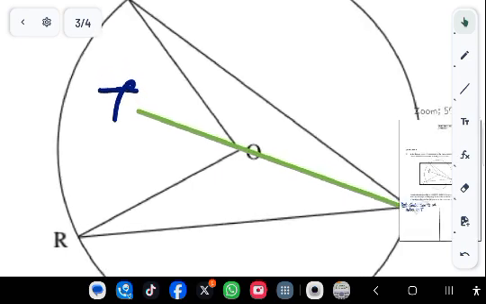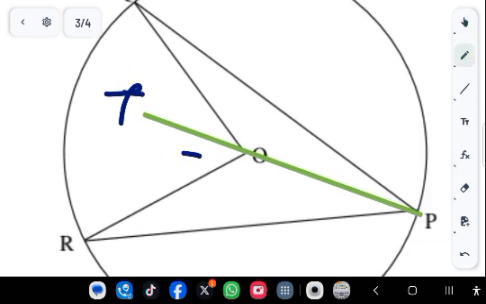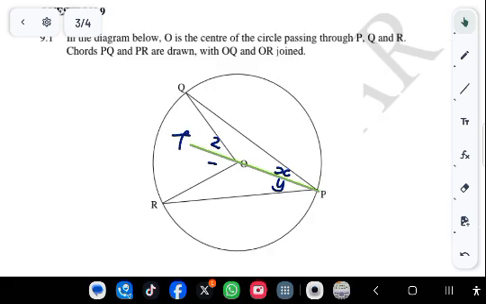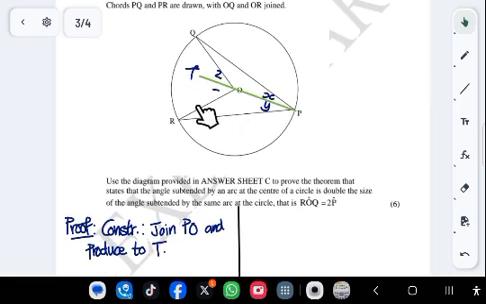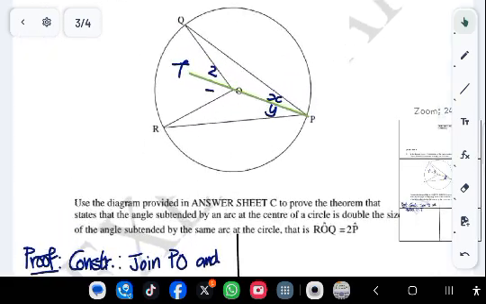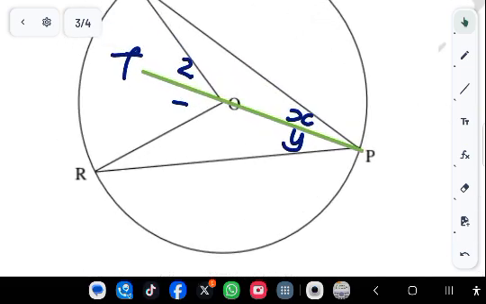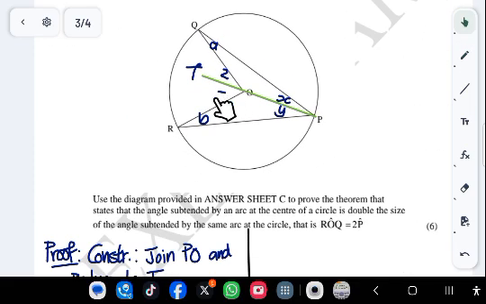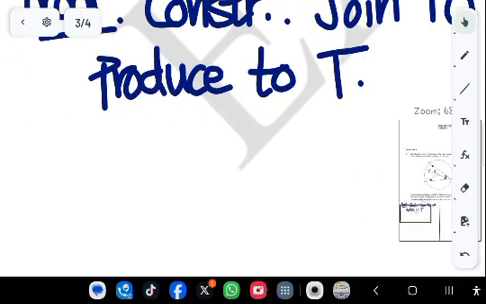Label this 1 and label that 2. Label this x, label this y. Alright, now angle O1 equals, okay, label this B, label this A. Angle O1 equals y plus b, or b plus y.